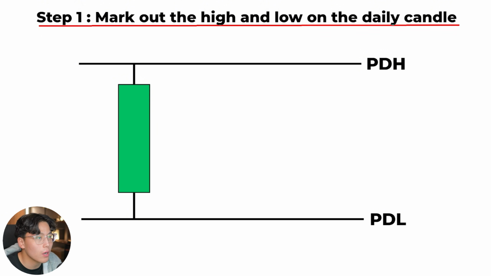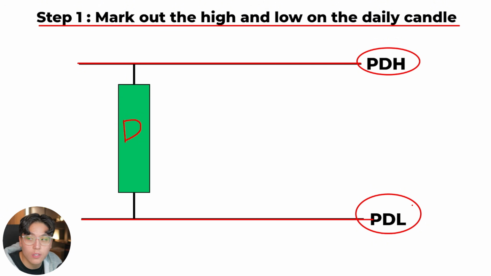Step number 1, mark out the high and low on the daily candle. So as you can see right here, we have a daily candle marked out. And what we want to do is mark out the high and mark out the low. And this is what's called our previous day highs and our previous day lows. And these are the areas that we want to be focusing on coming into the markets.